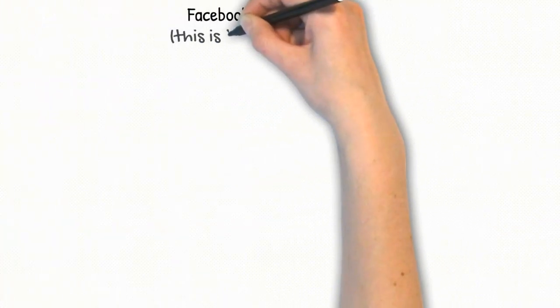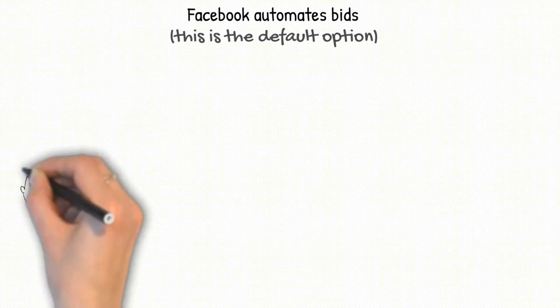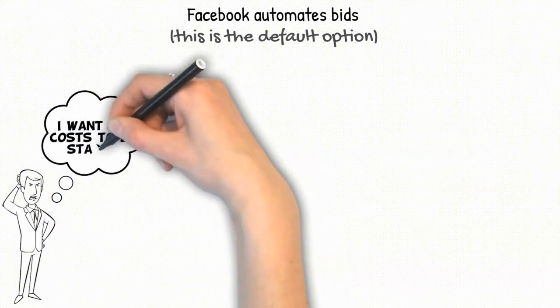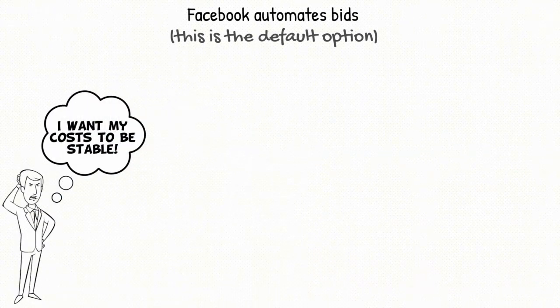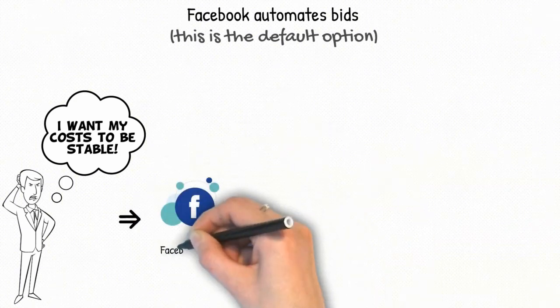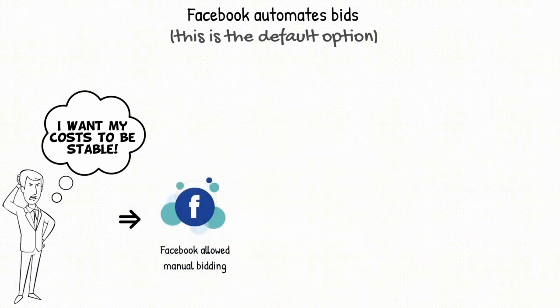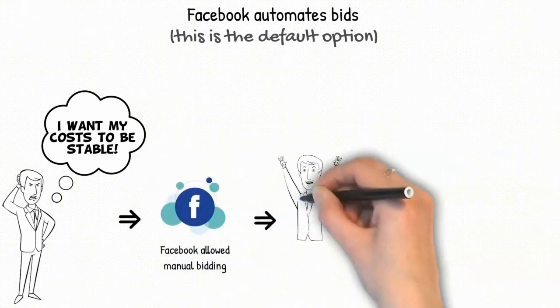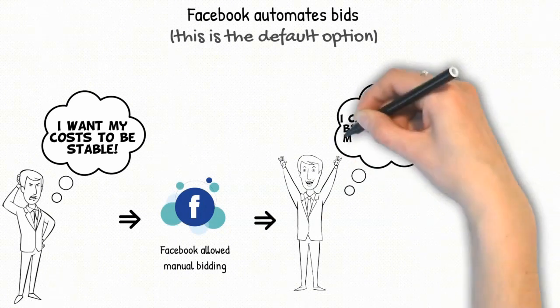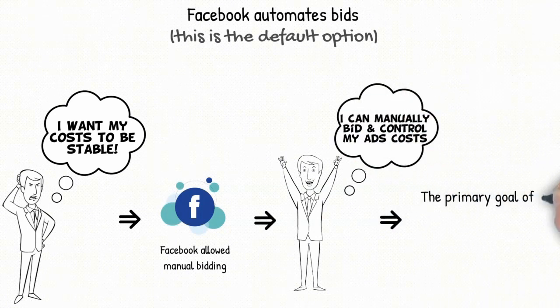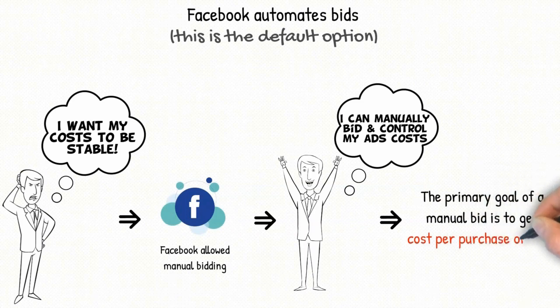In most cases, Facebook automates bids. This is the default option. Advertisers often complain about cost stability. Some of them want to control their cost for a certain type of conversion, so that's why Facebook allowed manual bidding. Advertisers can choose to manually bid in an effort to better control their costs. The primary goal of a manual bid is to get cost per purchase or any other desired action stable.